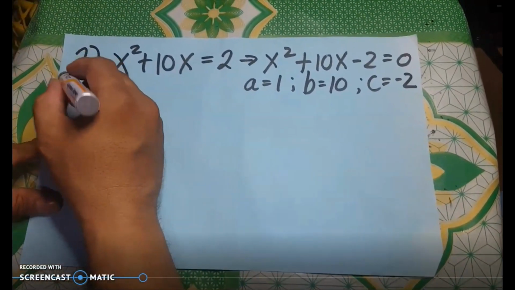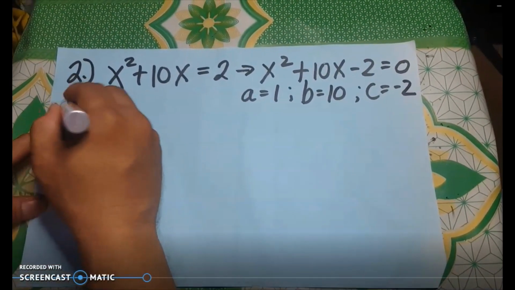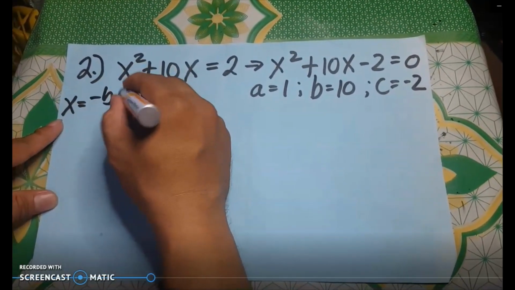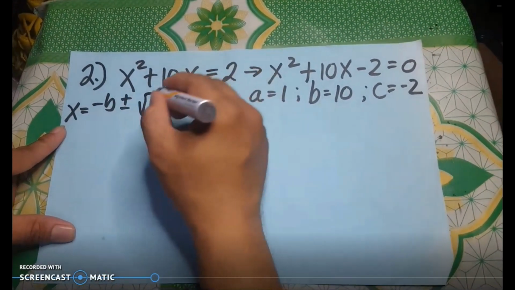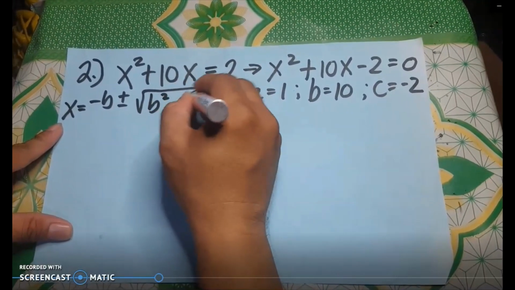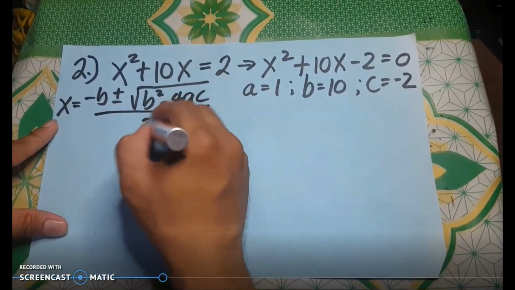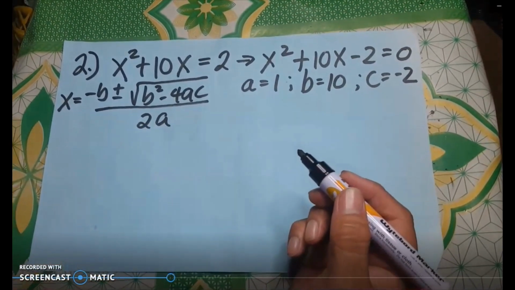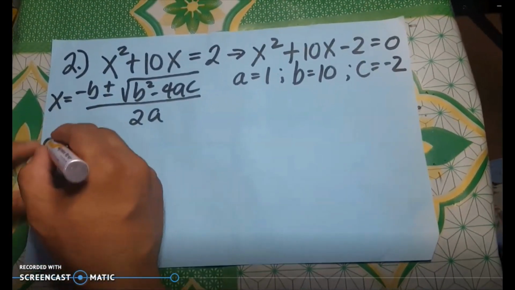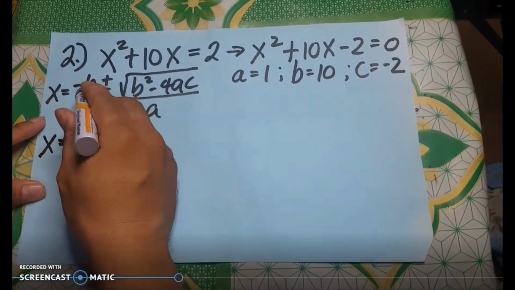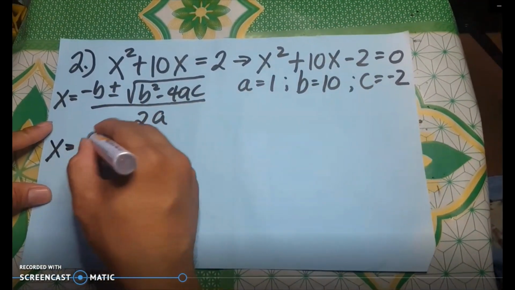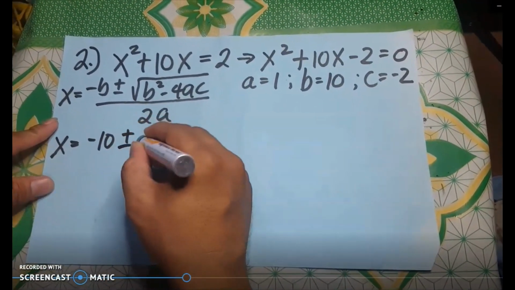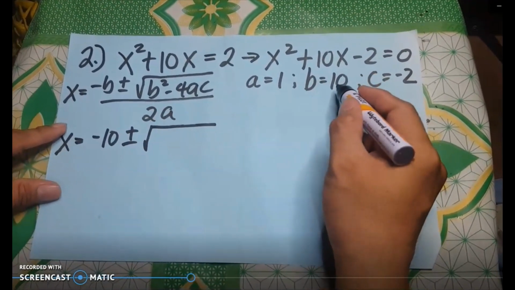So again, using the quadratic formula, x is equal to negative b plus or minus the square root of b squared minus 4ac all over 2a. So let us start substituting the values of a, b, and c to the given formula. So we do have x is equal to negative of b, that's 10. We do have here negative 10. So plus or minus the square root of b squared.